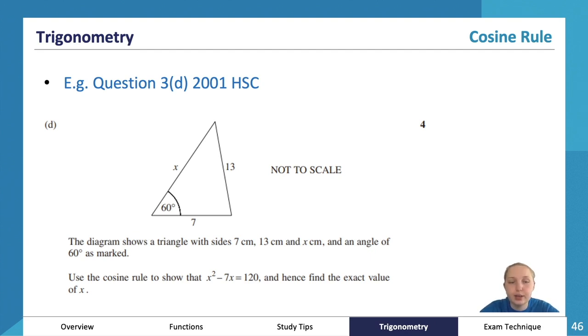Okay, so the diagram shows a triangle with sides 7, 13 and x centimeters and an angle of 60 degrees is marked. Use the cosine rule to show that x squared minus 7x equals 120, and hence find the exact value of x. Again, it's been quite nice to us. It's told you that you need to use the cosine rule. Otherwise, you would know you need the cosine rule because it's given you 2 sides, an angle, and it's asked you to find the third side.